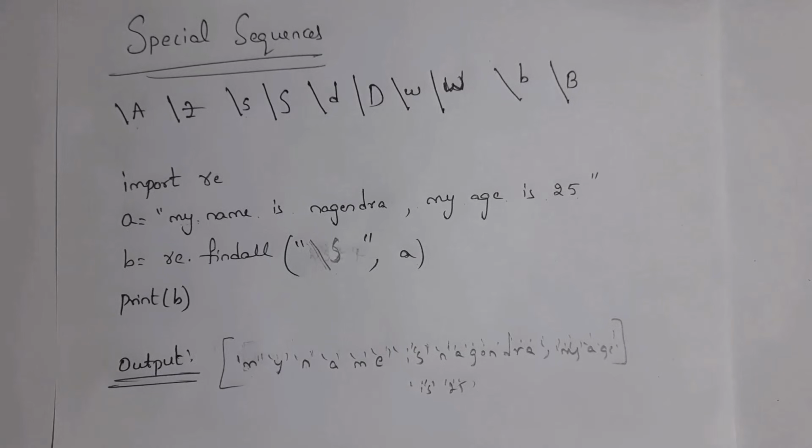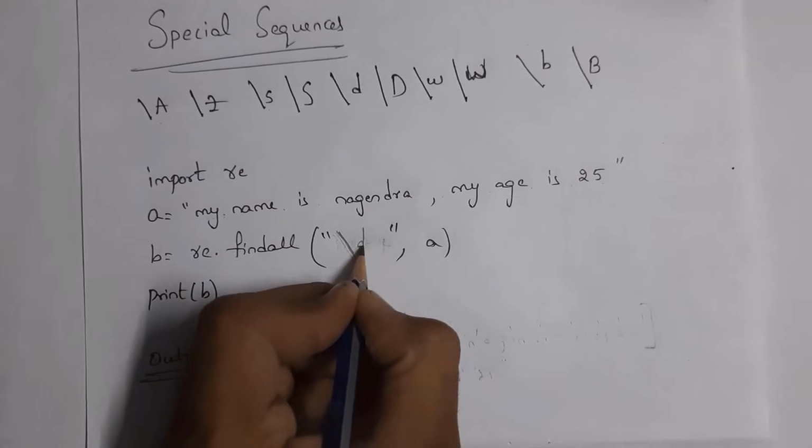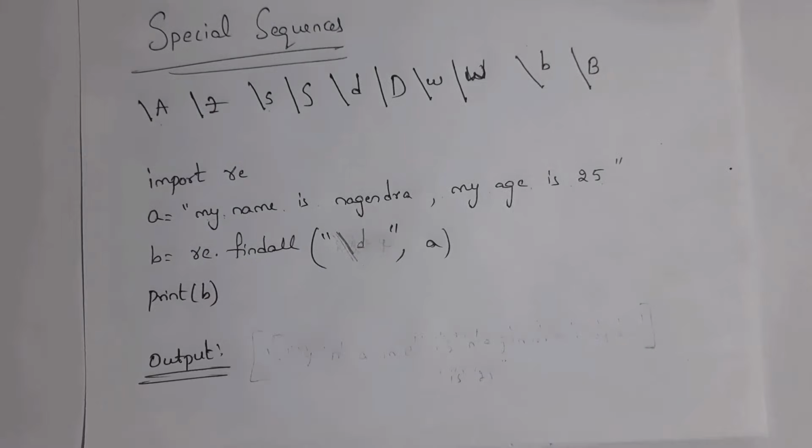Next I will explain what is the use of backslash small d. Just I am writing backslash small d here, where small d stands for digits. So it will display only the digits available in my given sentence.